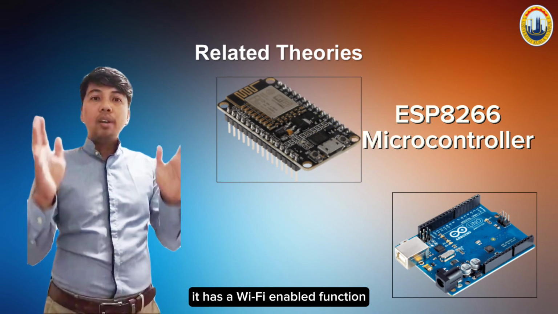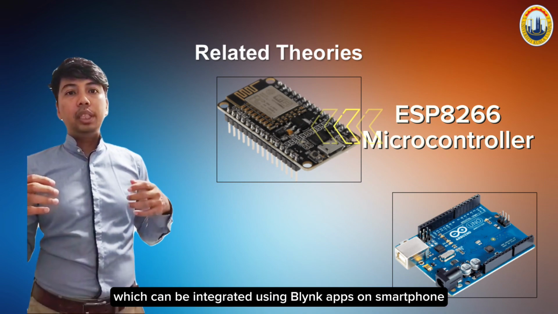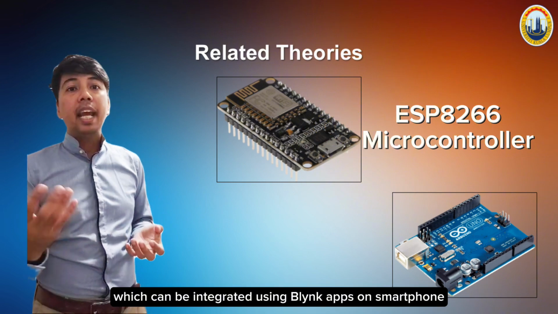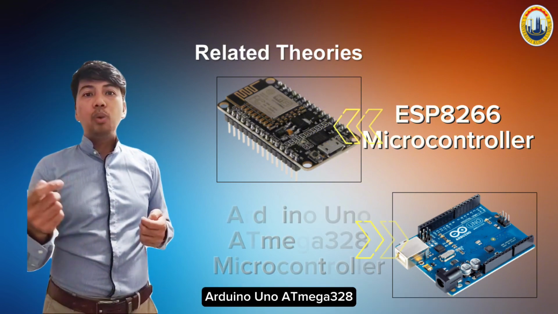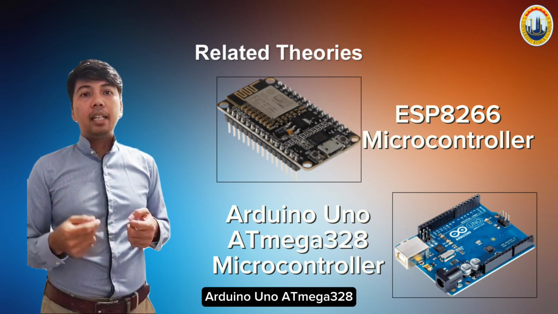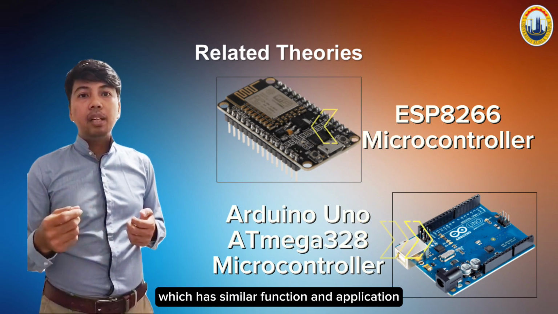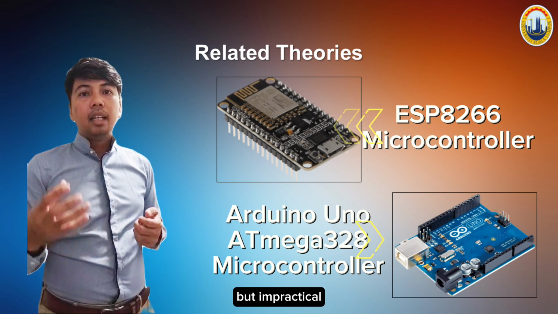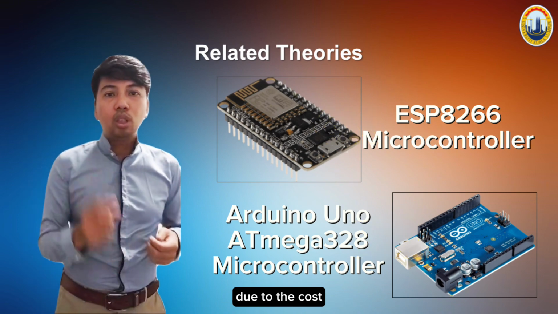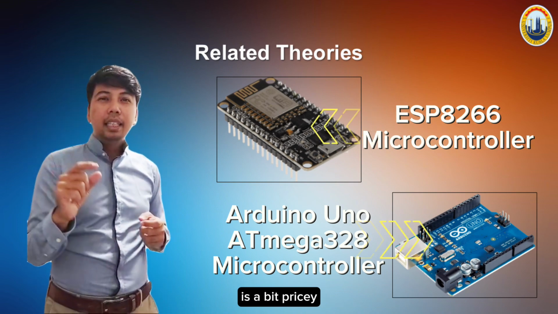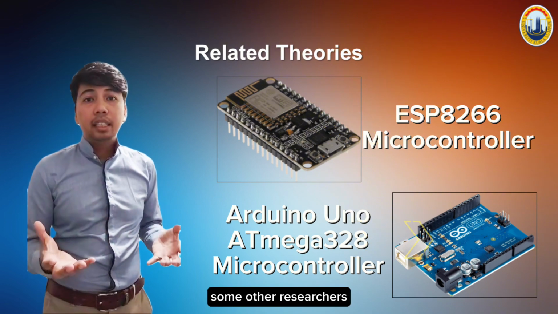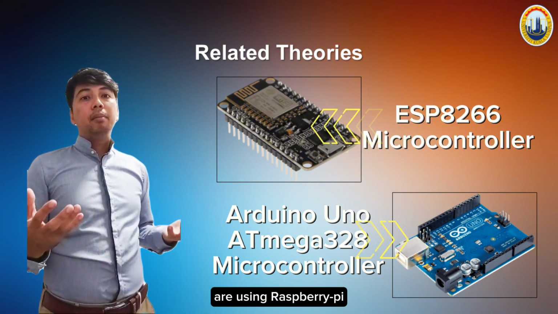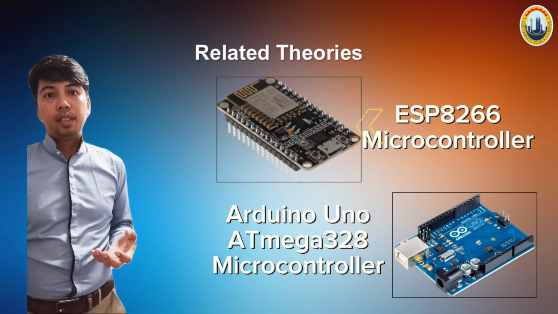It has a Wi-Fi enabled function which can be integrated using Blynk apps on the smartphone. Most of the current research projects use Arduino Uno or Mega 328, which has similar function and application, but is impractical due to the cost being a bit pricey compared to the ESP8266. Some other researchers are using Raspberry Pi and the GSM network.